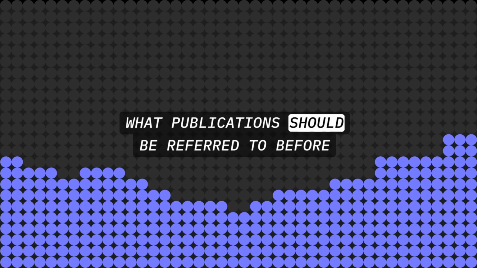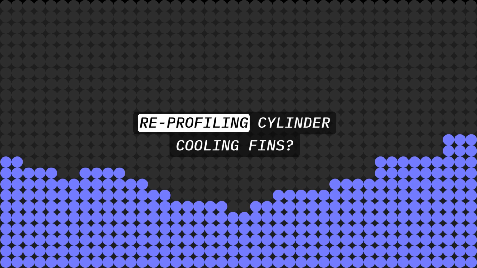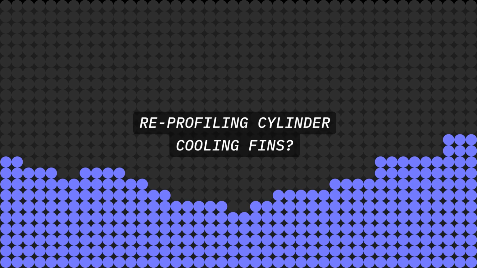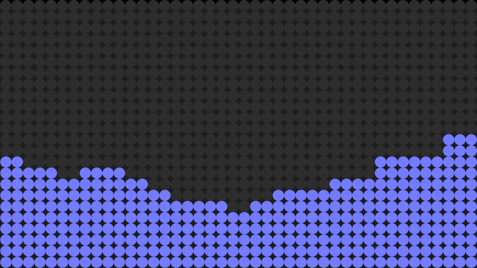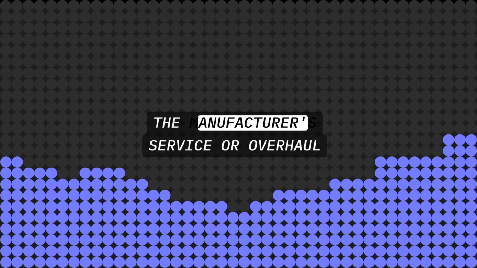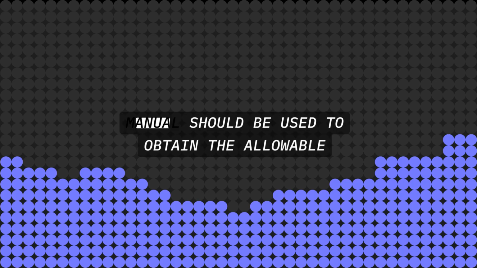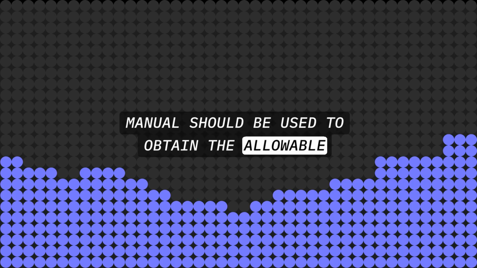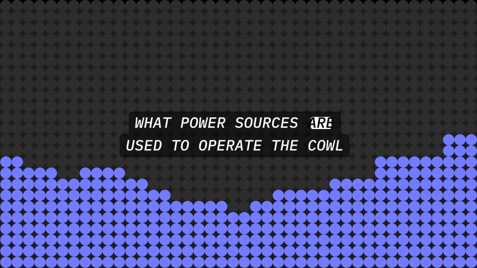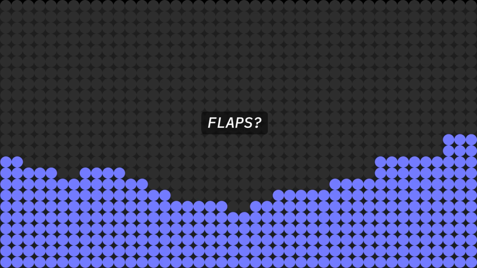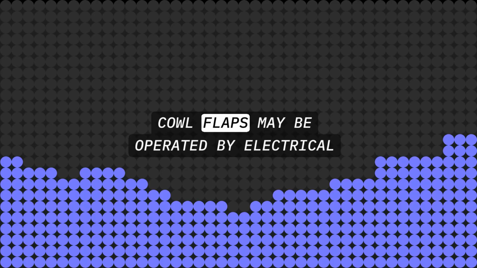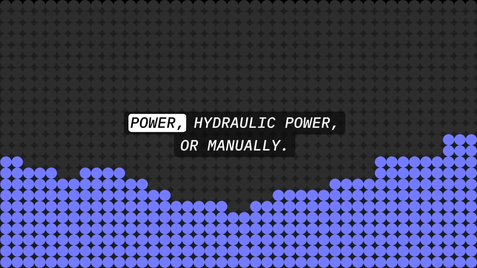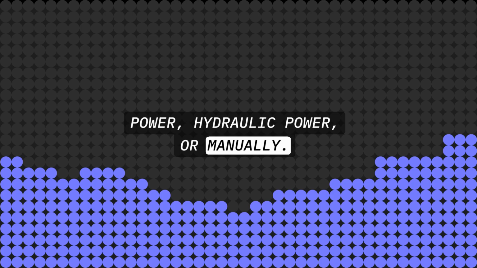What publication should be referred to before reprofiling cylinder cooling fins? The manufacturer's service or overhaul manual should be used to obtain the allowable limits. What power sources are used to operate the cowl flaps? Cowl flaps may be operated by electrical power, hydraulic power, or manually.